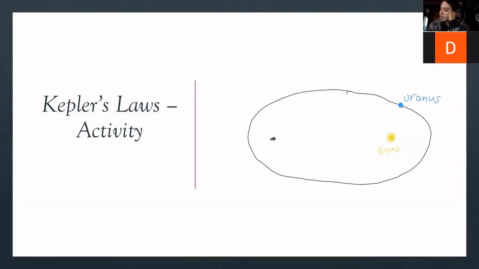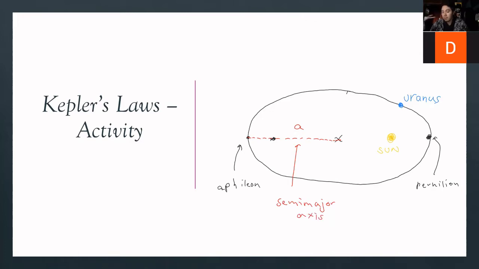Next, I want you to take a point on the edge of your ellipse closest to the sun. This is your perihelion. And on the opposite side, near the other focus, this is your aphelion. Sorry if I botched the way you say it, but aphelion. And then go ahead and draw an X in the center of your ellipse, or as close to the center as you can get. If you take a dashed line from your aphelion to the X in your ellipse, label that A. This is your semi-major axis. It only goes through half of the ellipse.